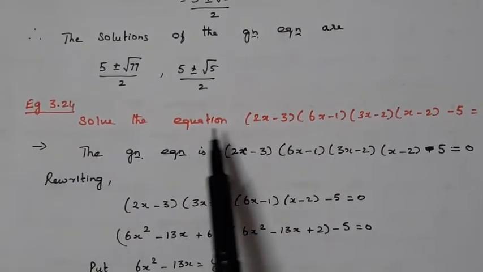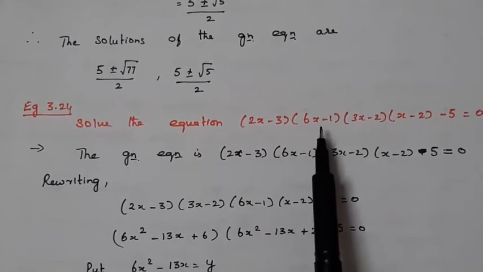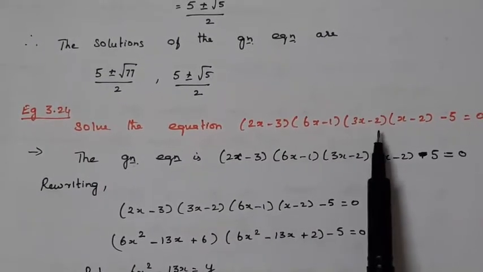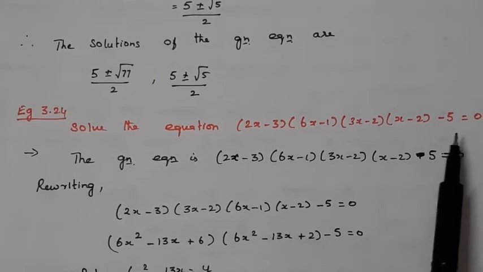Now let us see one more example. 3.24. Solve the equation 2x minus 3 into 6x minus 1 into 3x minus 2 into x minus 2, minus 5 equal to 0.